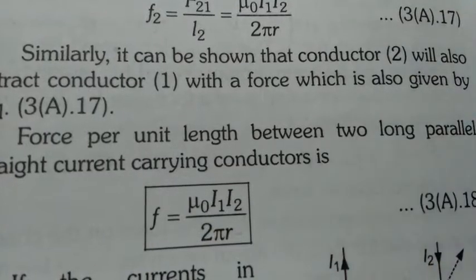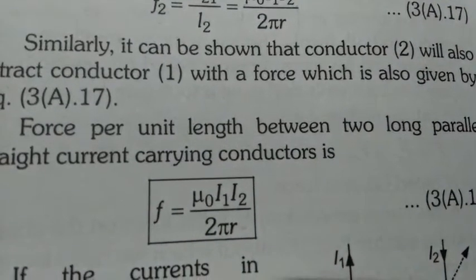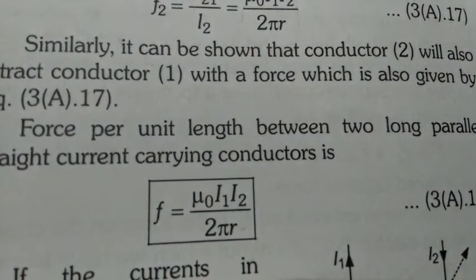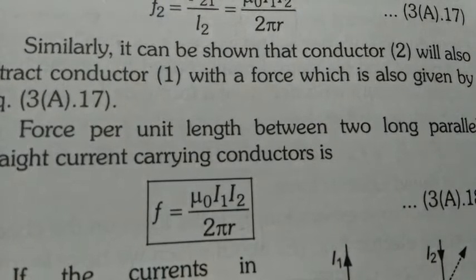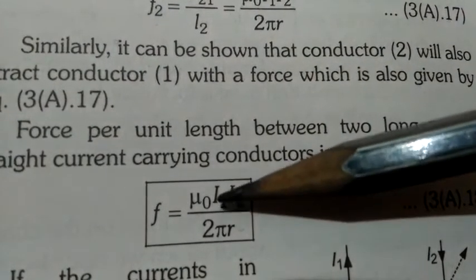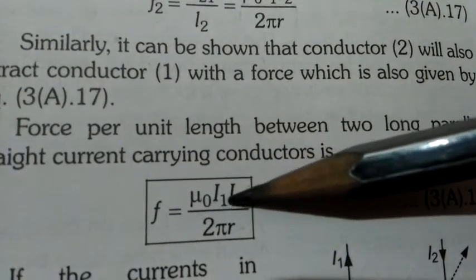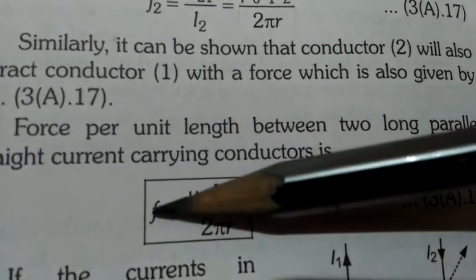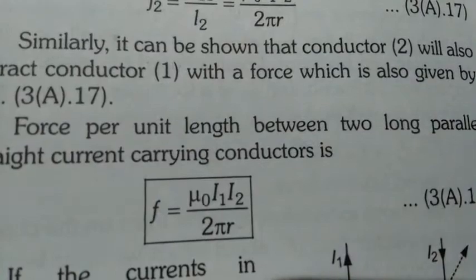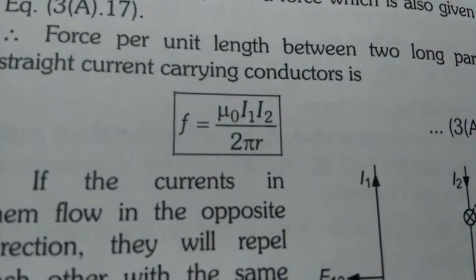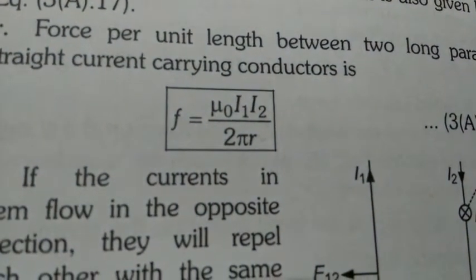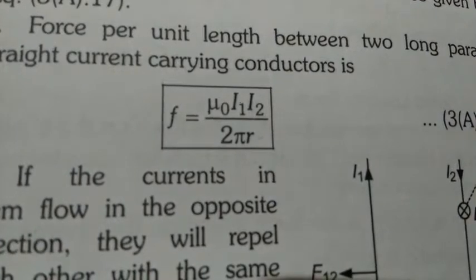This is the general formula of that force, F equals mu naught I1 I2 upon 2 pi r. This force is clearly directly proportional to I1 into I2. So the more the current flowing in the conductor, the more will be the force. And the direction of force depends on the direction of current in both the conductors.